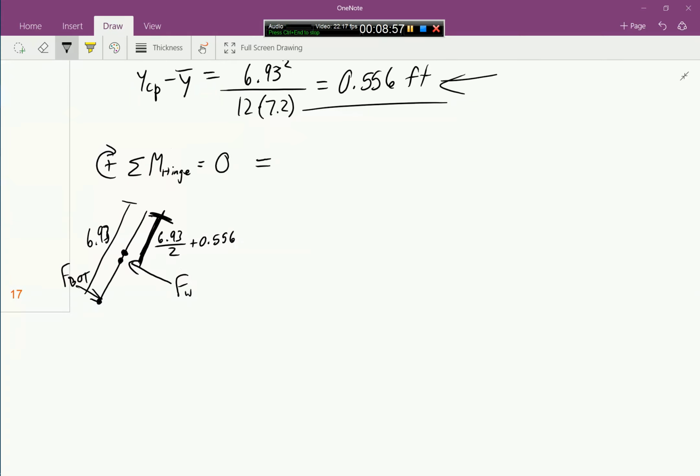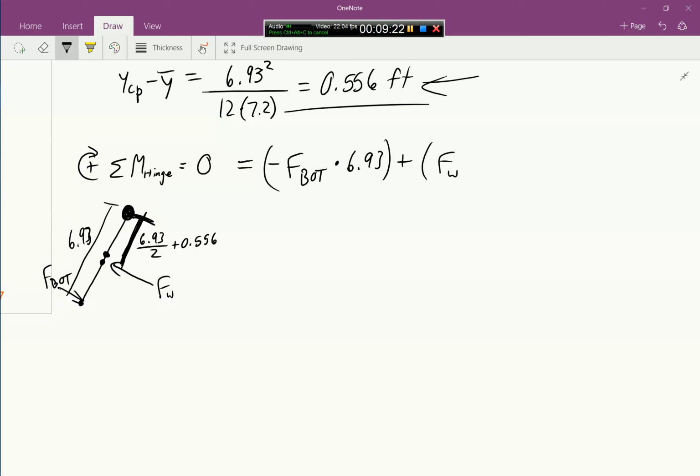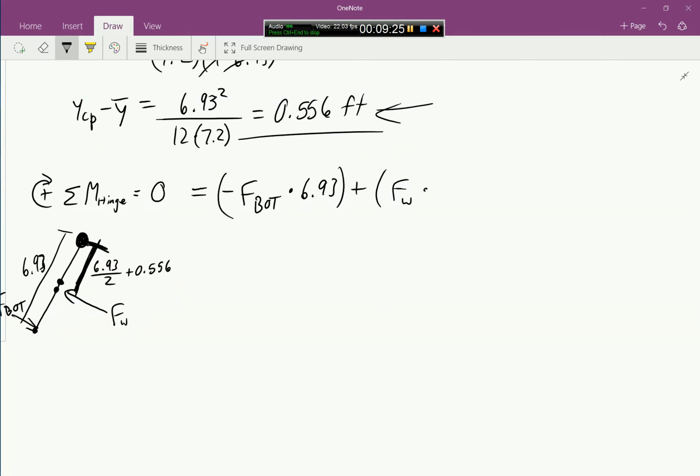This F bottom is trying to rotate this gate counterclockwise, so that will be a negative F bottom times the moment arm, which is 6.93 feet, plus a positive force for the water, because it's trying to rotate about this point right here, clockwise, times its moment arm, which we said was 6.93 over 2 plus 0.556.